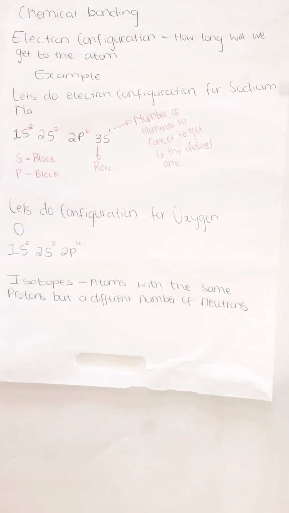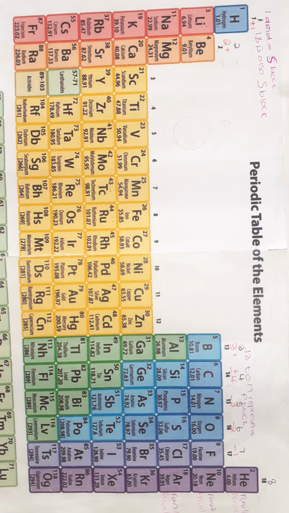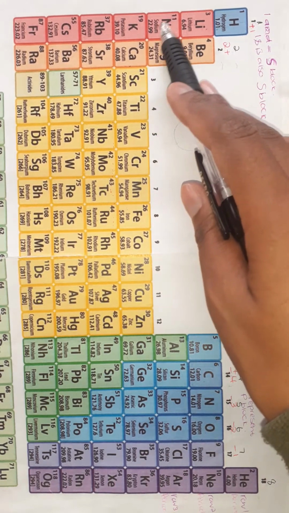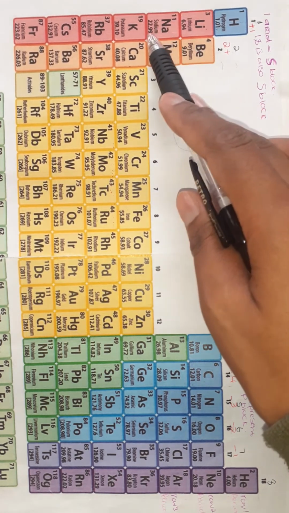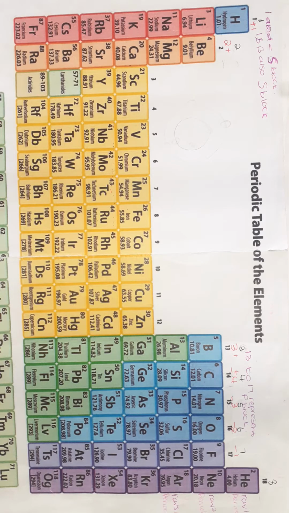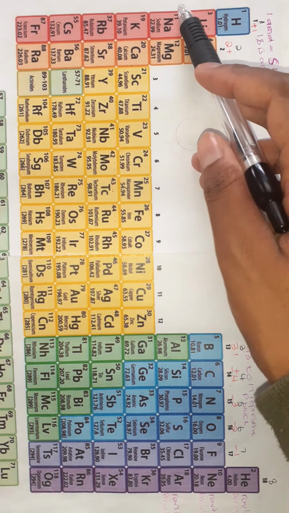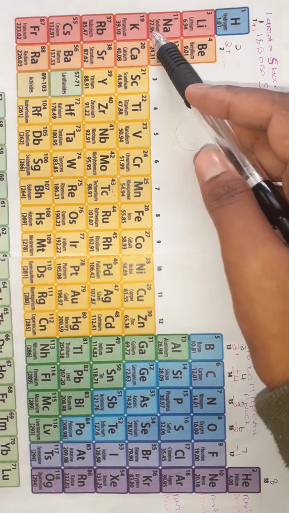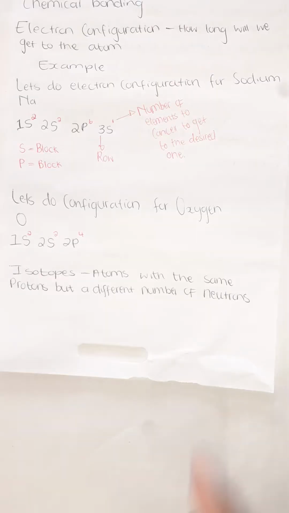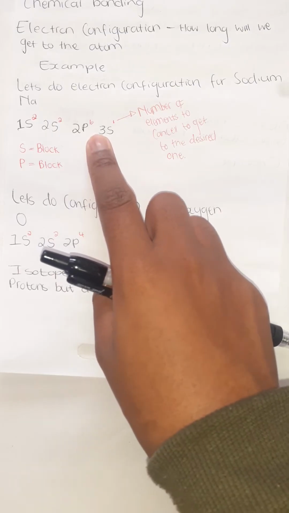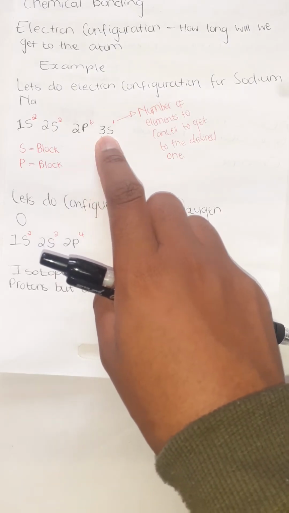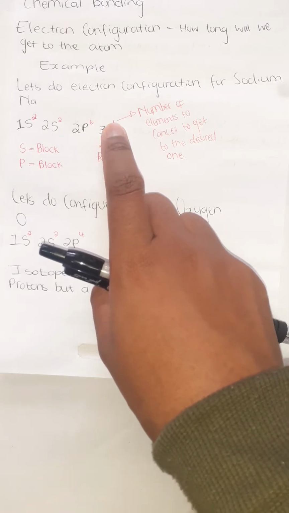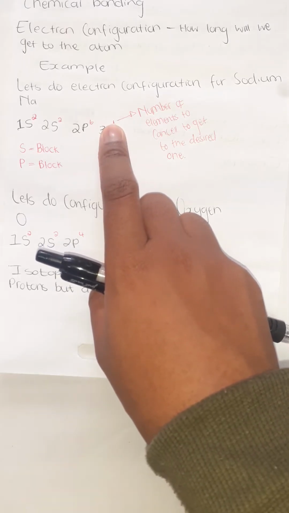Now let's fill the next one. For the third row, we have sodium, exactly the element that we are looking for. We are doing its configuration. So this is 1s, this is 2s, 3s1. So this means the number represents the row, the letter represents the block, whether it's block S or block P, and the power shows how many electrons are filled.